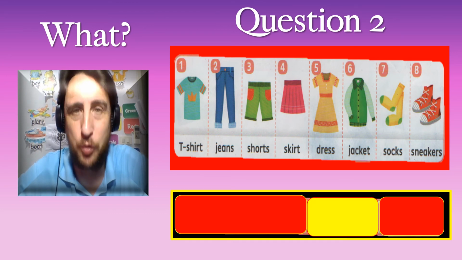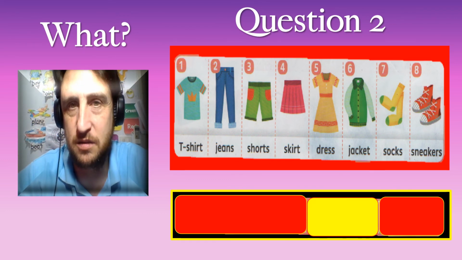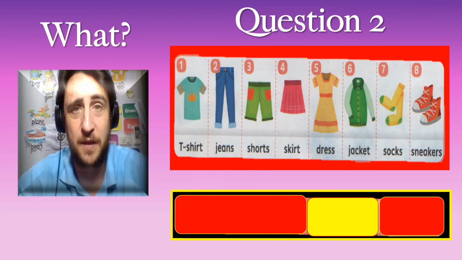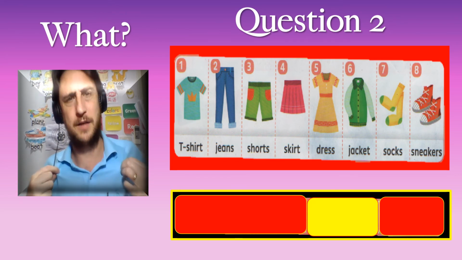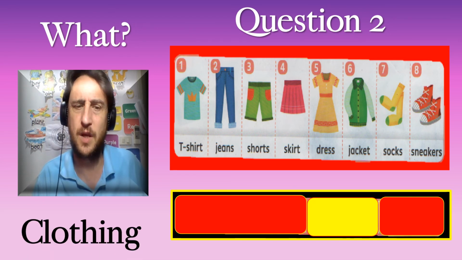คนอเมริกาพูด sneakers. คนอังกฤษพูด trainers. The book says sneakers, so you can say sneakers. That's okay. If you like trainers, you can say trainers. What are these things? They are things we wear, right? สวมใส่. We wear them. So what are they? They are clothing.